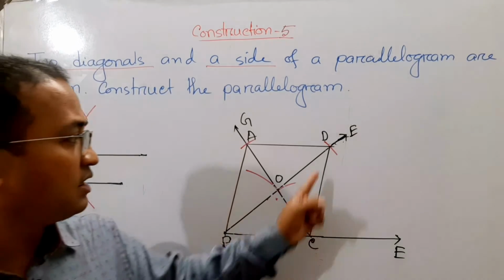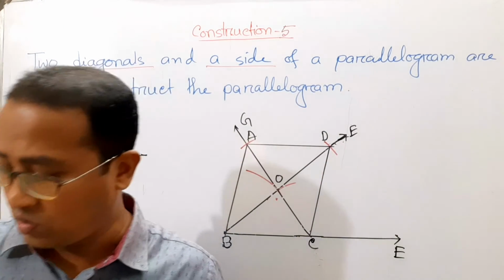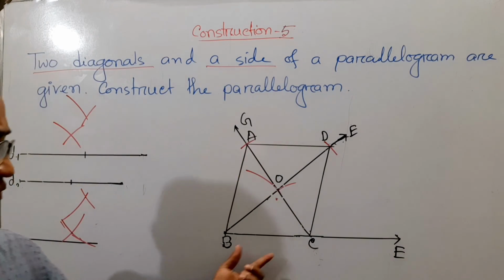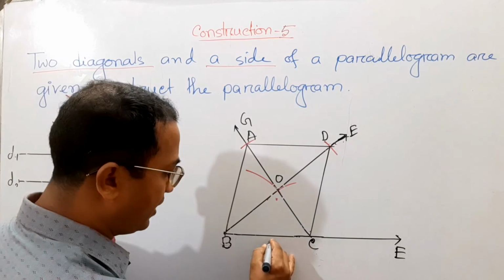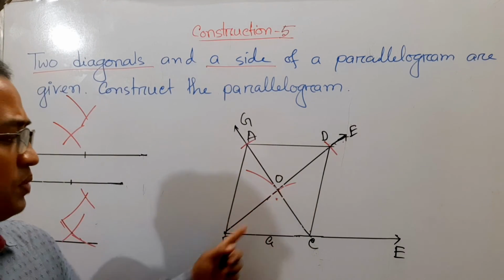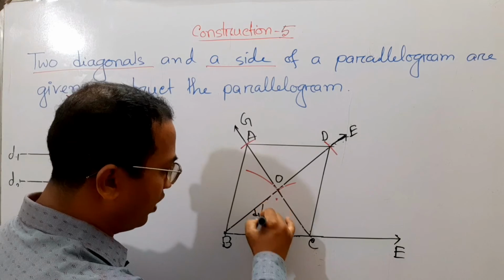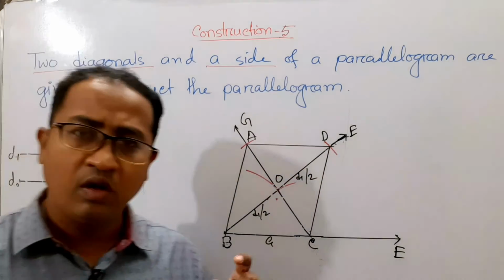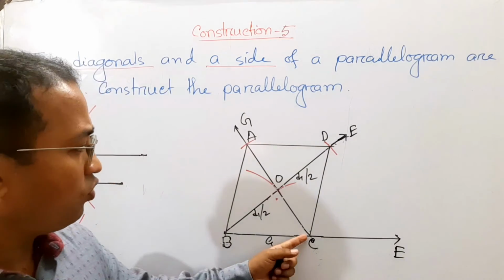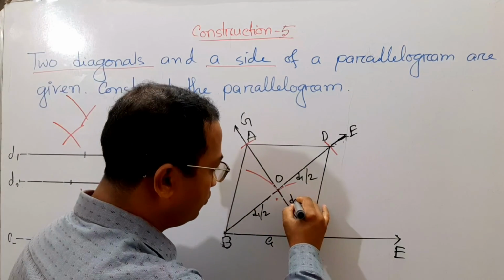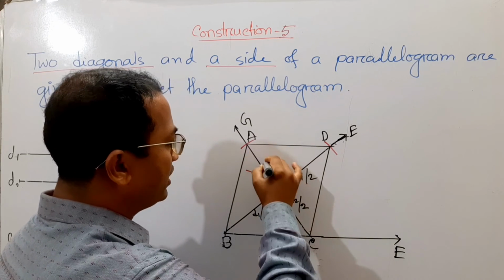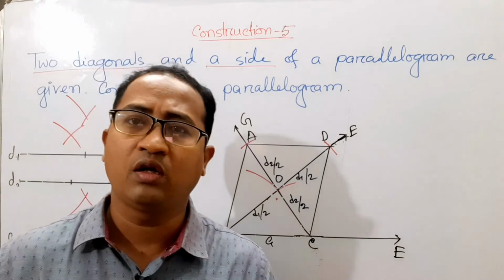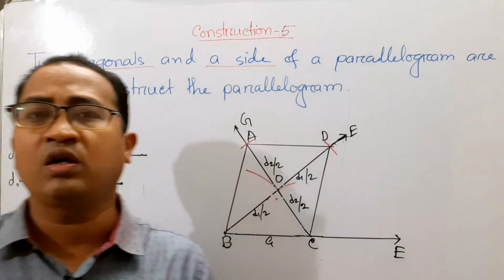So ABCD is our required parallelogram. So now how is it the required parallelogram? Look, this is the base BC is equal to A, and OB is half of D1, and this is also half of D1, so BD is equal to diagonal D1. Again OC is equal to half of D2, and OA is equal to half of D2. So AC is the diagonal D2. So ABCD is our required parallelogram.